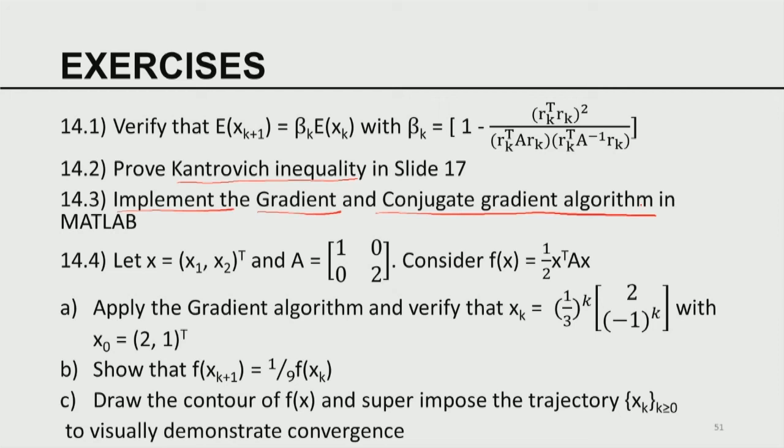I would like you to implement gradient algorithm and conjugate gradient algorithm for the same problem and compare the convergence. I would like you to take a test problem with this A, apply the gradient algorithm and verify that this is the theoretical way in which the iterates proceed, starting with the initial condition 2 and 1. For this problem, verify f of xk plus 1 is equal to 1/9 of f of xk. I would like you to draw the contours and superimpose the trajectory so that you can visually demonstrate the convergence.